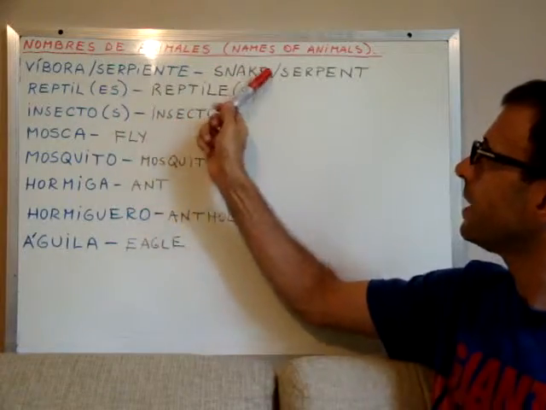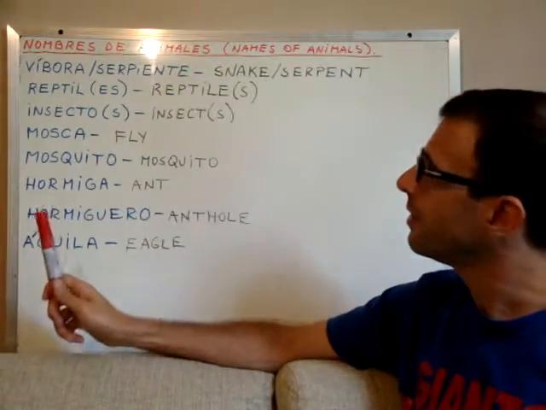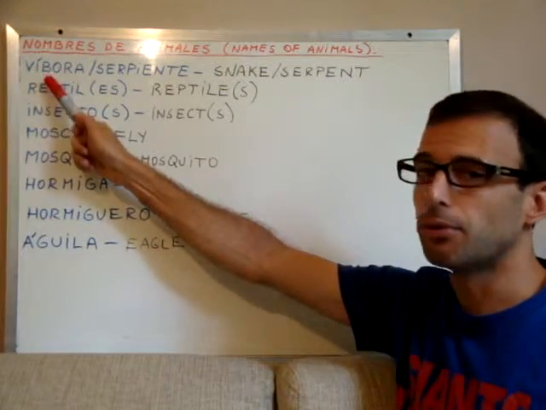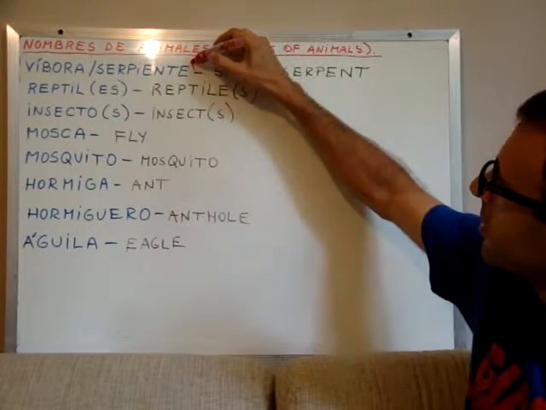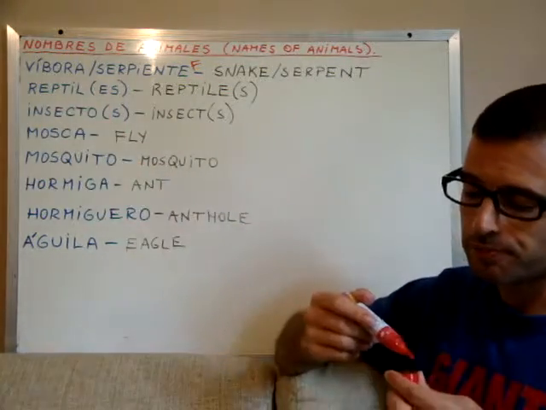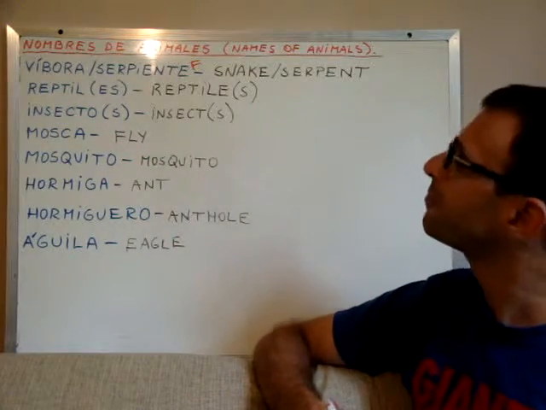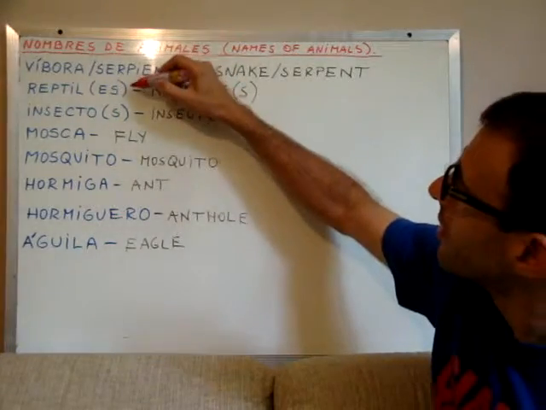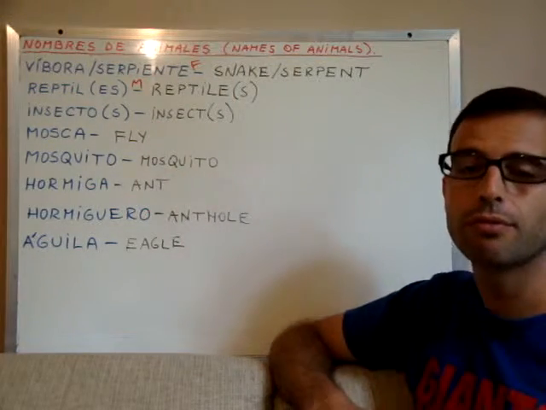So let's see. For snake or serpent we have víbora or serpiente. These are feminine words, okay? La víbora or la serpiente. Both are feminine. The word for reptile is reptil. Snakes and serpents are reptiles, right? So reptil is masculine. El reptil for singular, los reptiles for plural.